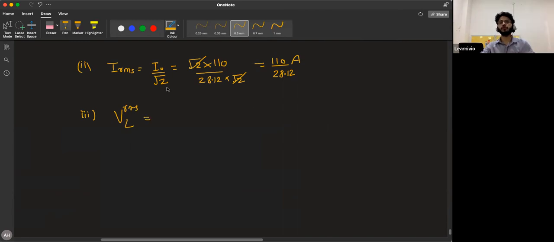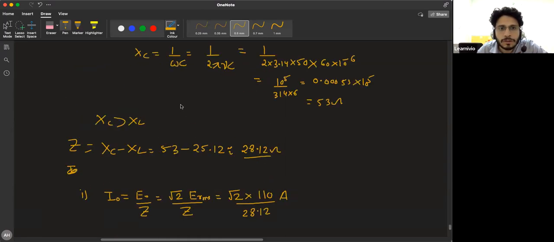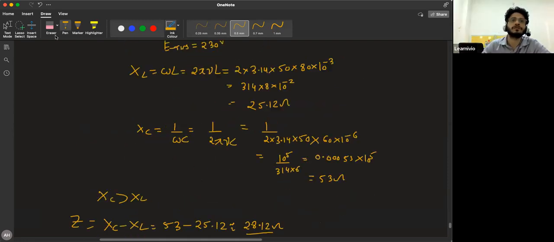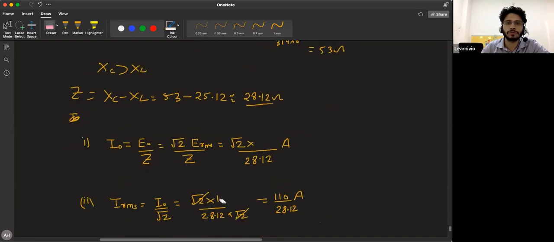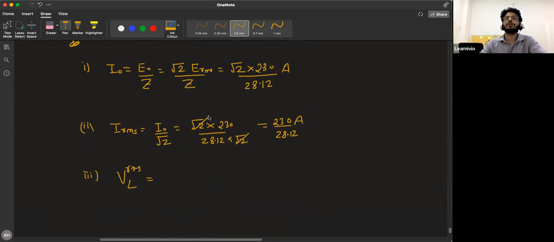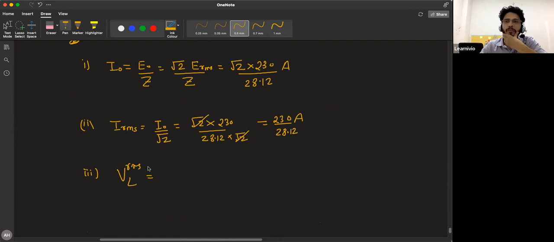Hishma, how to calculate voltage across inductor? Okay, sorry. Yes, it's 230. ERMS is not 110. ERMS is 230. Sorry. Hishma, how to calculate VRMS of inductor? The RMS value of voltage across inductor.